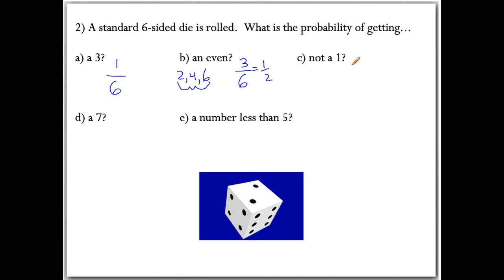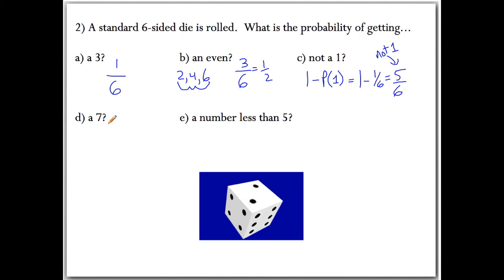How about not a 1? Okay, so what we want to do is go 1 minus the probability of getting a 1. So it's going to be 1 minus 1/6, which turns out to be 5/6. Now you could have also said, well, how many not 1s do we have? Well, the numbers 2 through 6, so there were 5 out of 6 possibilities there.